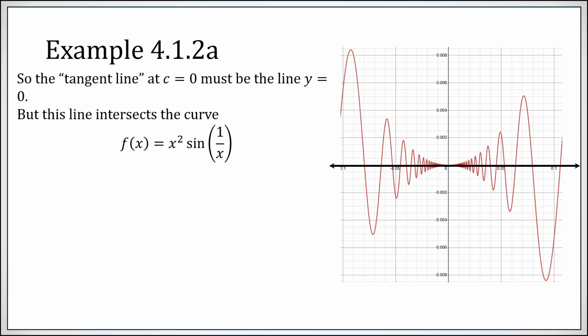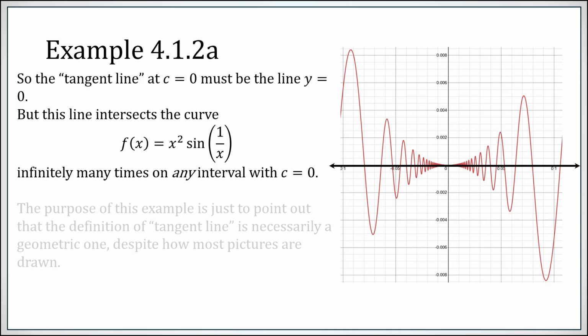The tangent line is simply the x-axis, y equals 0, the tangent line at the point (0, 0). However, this line intersects the curve infinitely many times on any interval around 0. This curve is essentially a sine curve, but it's going up and down faster and faster as you get closer to the origin. So no matter how much you zoom in here, the "tangent" line is going to be intersecting this curve infinitely many times.